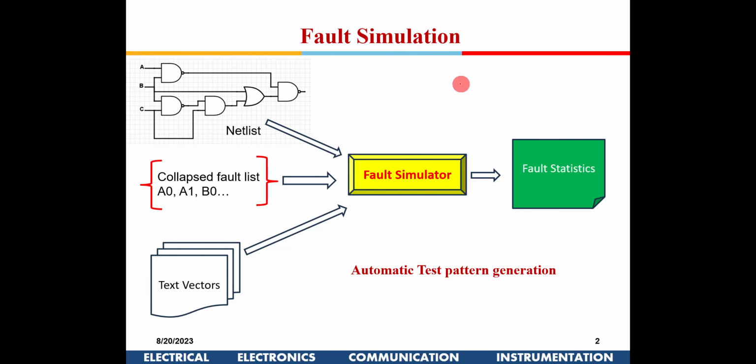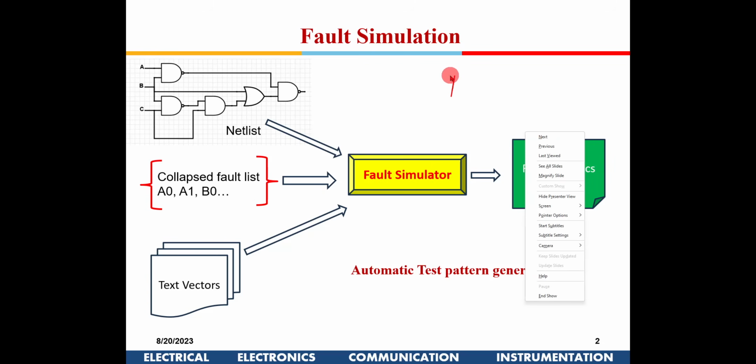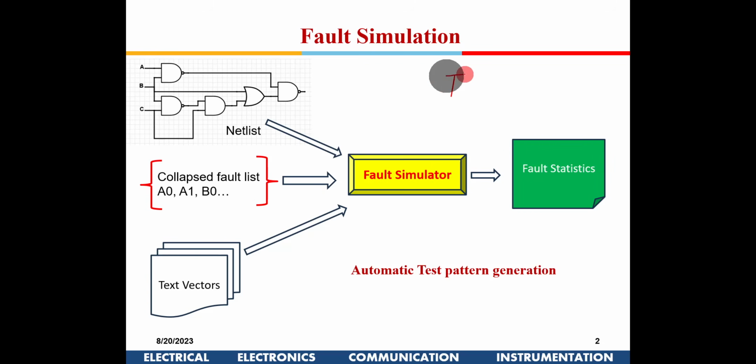It should say, for a particular test vector t1, where a test vector is nothing but a combination of inputs, that fault 1, fault 10, and fault 11 will be detected. How is it detected? For a circuit which is working fine, that is with no fault, the result should be known. That also becomes part of the fault statistics.